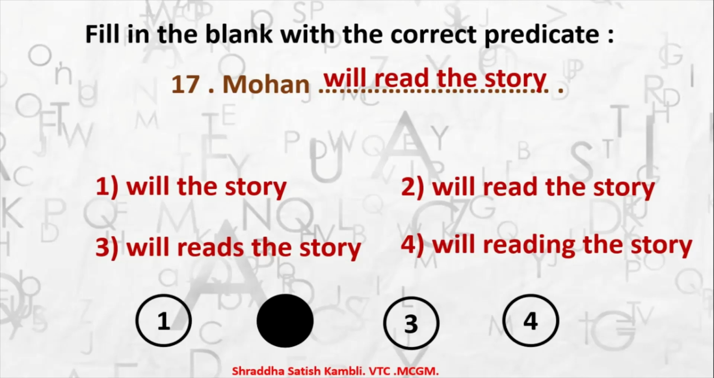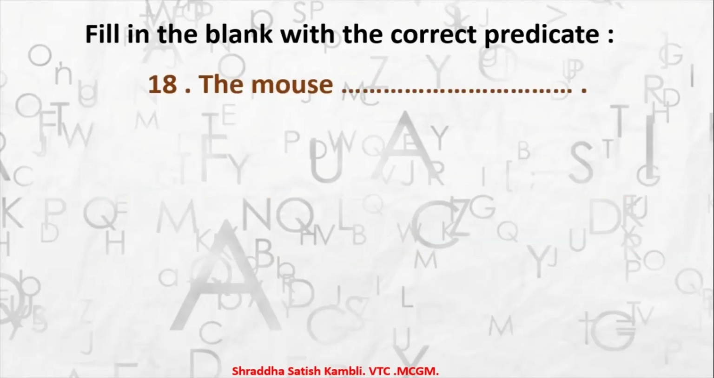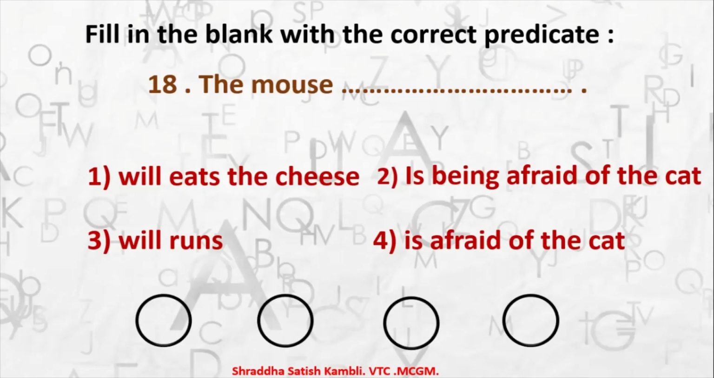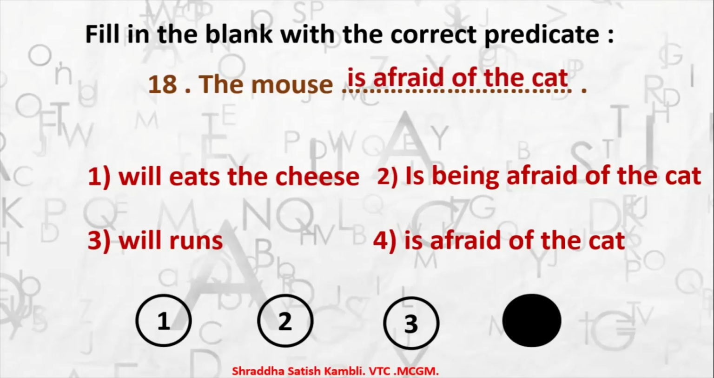Coming to the 18th question, the second last question in this video. The mouse dash. What did the mouse do? Will eat the cheese? Is being afraid of the cat? Will runs or is afraid of the cat? Which one is the right one? The fourth one. The mouse is afraid of the cat.